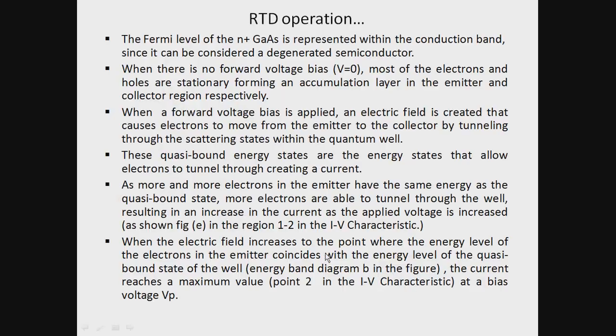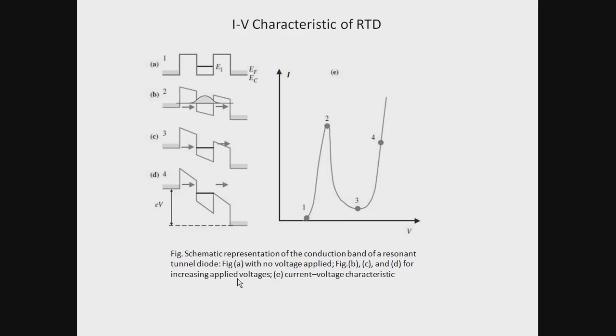Now see what happens. When the electric field increases, that is the biasing voltage is increased further to the point where the energy level of the electrons in the emitter coincides with the energy level of the quasi-bound state of the well, that is, the applied electric field is resonating with the energy level of the quasi-bound state of the well, the current reaches a maximum value, that is the point 2 in the IV characteristic. At the bias voltage VP that we have seen, the current reaches the maximum value from 1 to 2, and that voltage at which this current peak takes place is VP, which is not shown here in this IV characteristic.